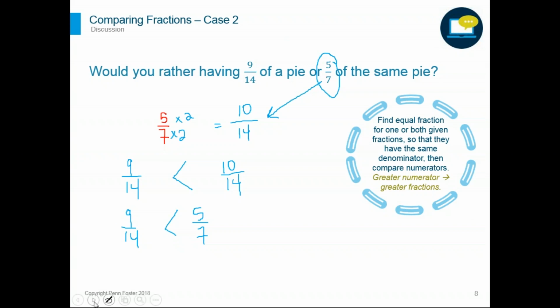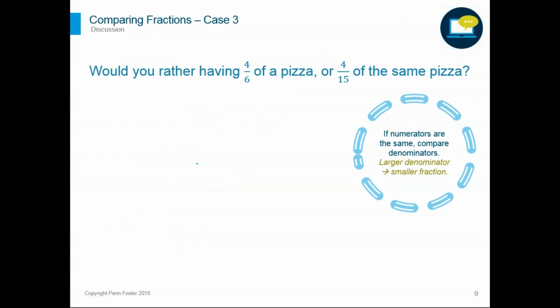Okay, let's go back to the same topic, case number 3. We're still comparing fractions. This time, the fractions that you see on the screen have different denominators, but the same numerator. So in that case, we have another rule that we go by. Let's read the question. Would you rather have 4/6 of a pizza or 4 over 15 of the same pizza?